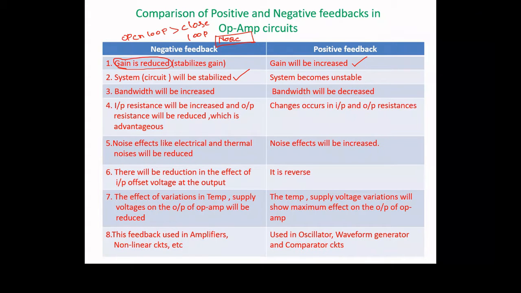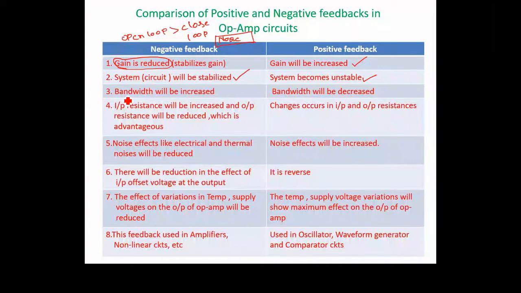Both are in opposite because of that 180 degrees phase shift, or 180 degrees difference, in case of negative feedback, whereas in phase in case of positive feedback. Gain will be reduced in negative feedback, whereas gain will be increased in positive feedback. So any sort of noise that is present will get amplified. So what is the disadvantage? The system will become unstable. So that is a disadvantage of the positive feedback.